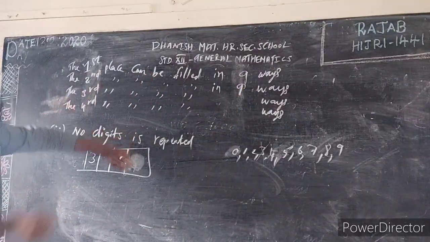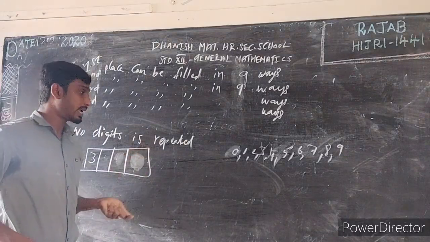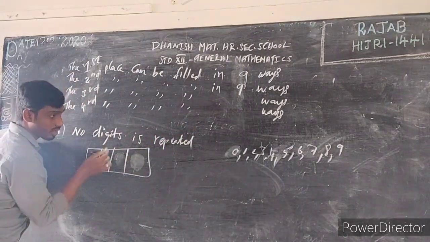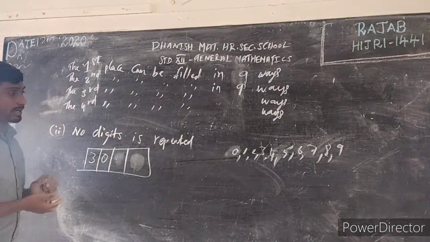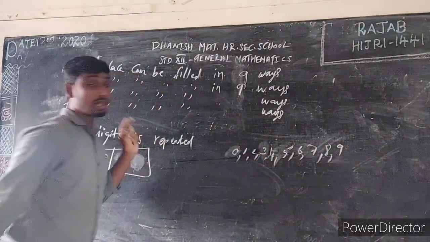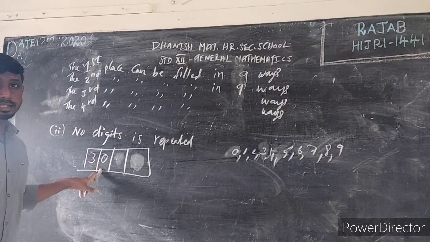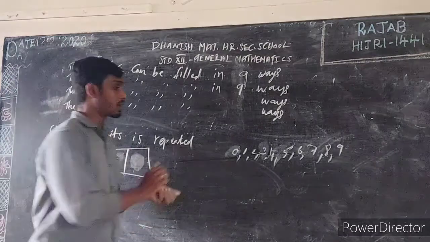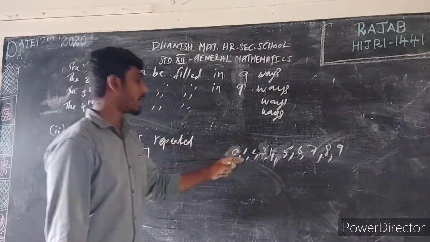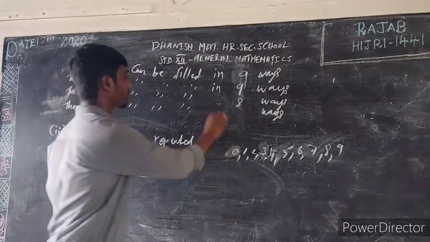Now comes the third place. The third place can be filled in how many ways here? We already took 3. For the second place we are taking 0. So now comes the third place. We already took 3 and 0 here. Repetition is not allowed here. Now cancel 3 and 0 here. What are the remaining ways here? That is 1, 2, 3, 4, 5, 6, 7, 8 ways. How many ways? That is 8 ways.